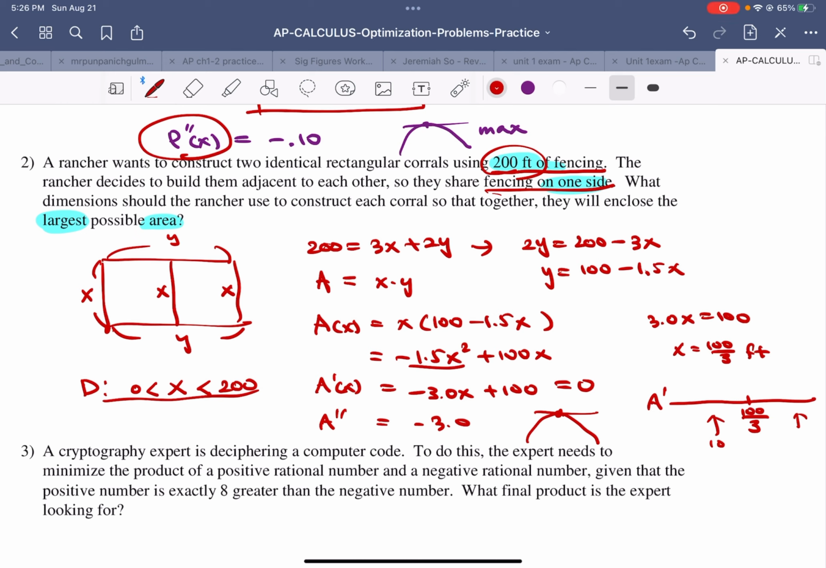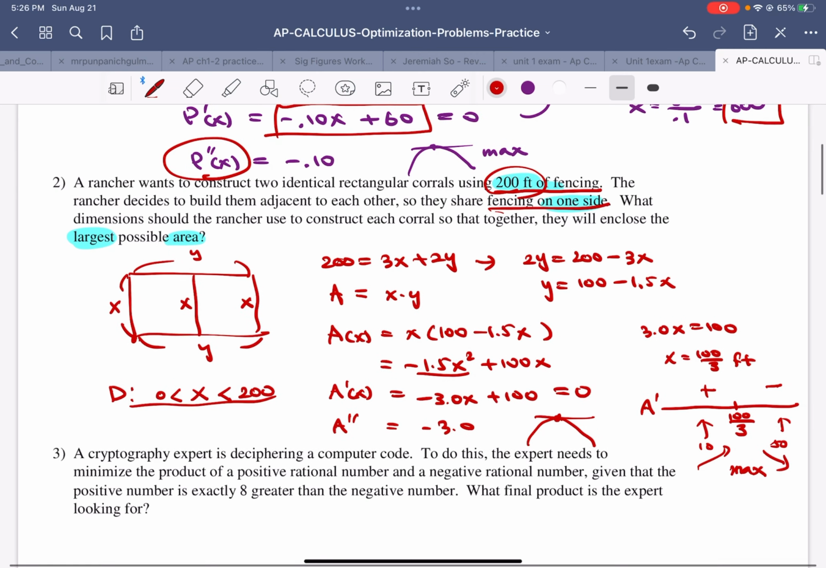In this domain, you can pick any value like 10, and here any value greater than 30, so let's say 50 for example. Then you're going to get plus, minus. That means going up, going down, so you're going to have a max. You can do the first derivative test too. Either way, first derivative test or second derivative test, I got that this one is a maximum.